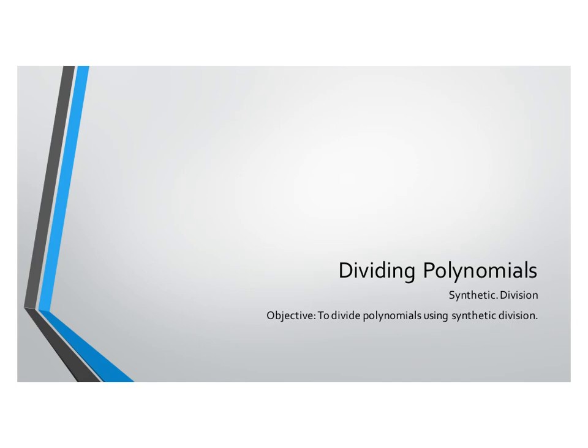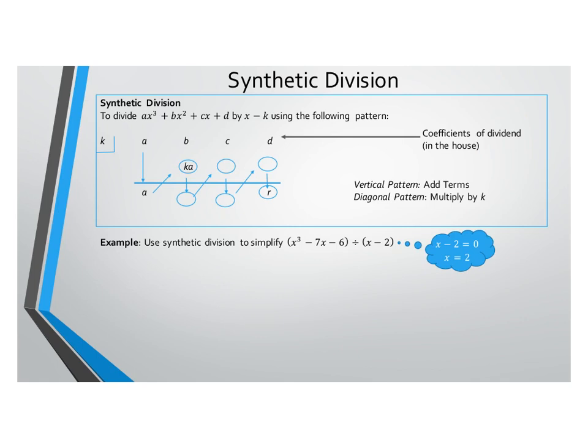Today you will be dividing polynomials using synthetic division. So if you look at your notes, you have this box about synthetic division. Essentially, you are going to use the following pattern. The first thing you'll do is take whatever you're dividing by and solve for x. In this case, x equals k. I'm going to put that k in that little box.